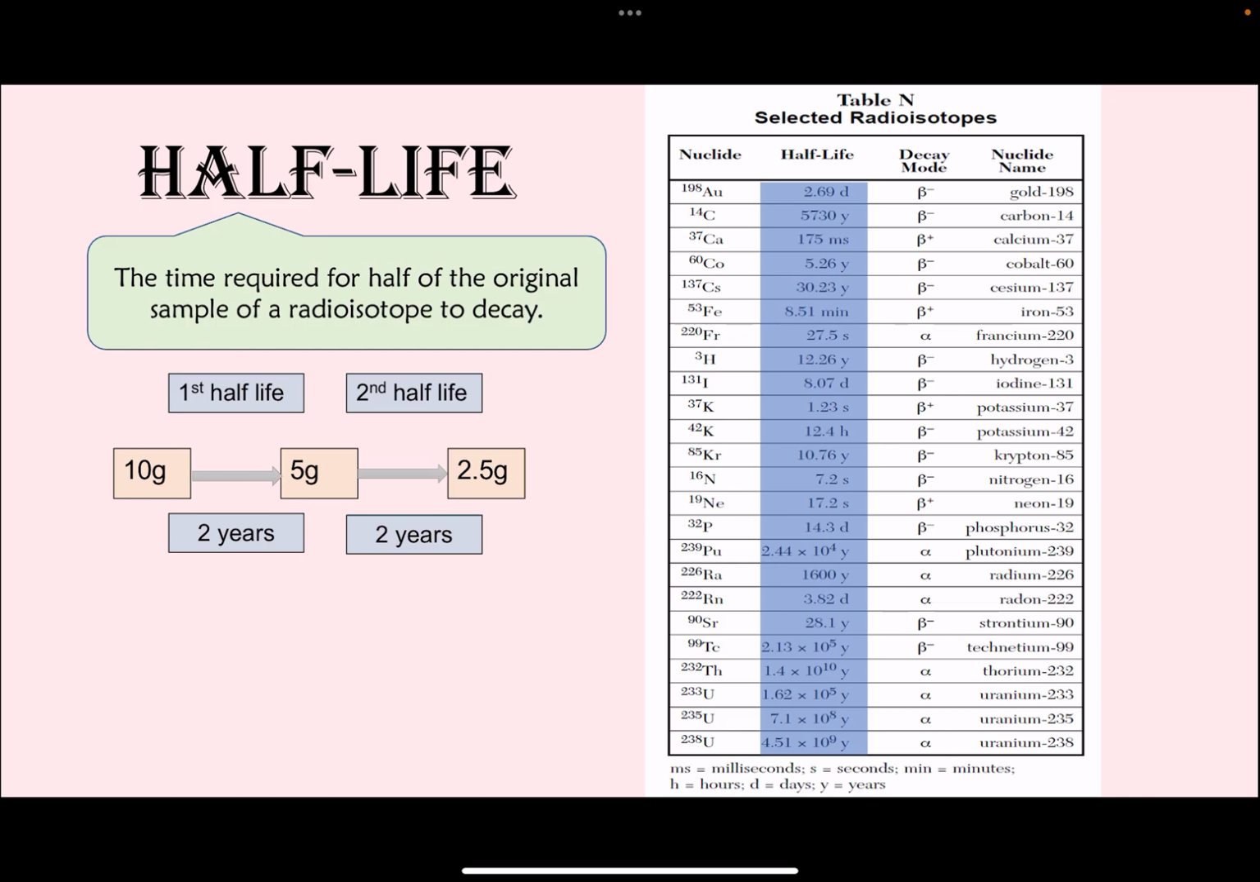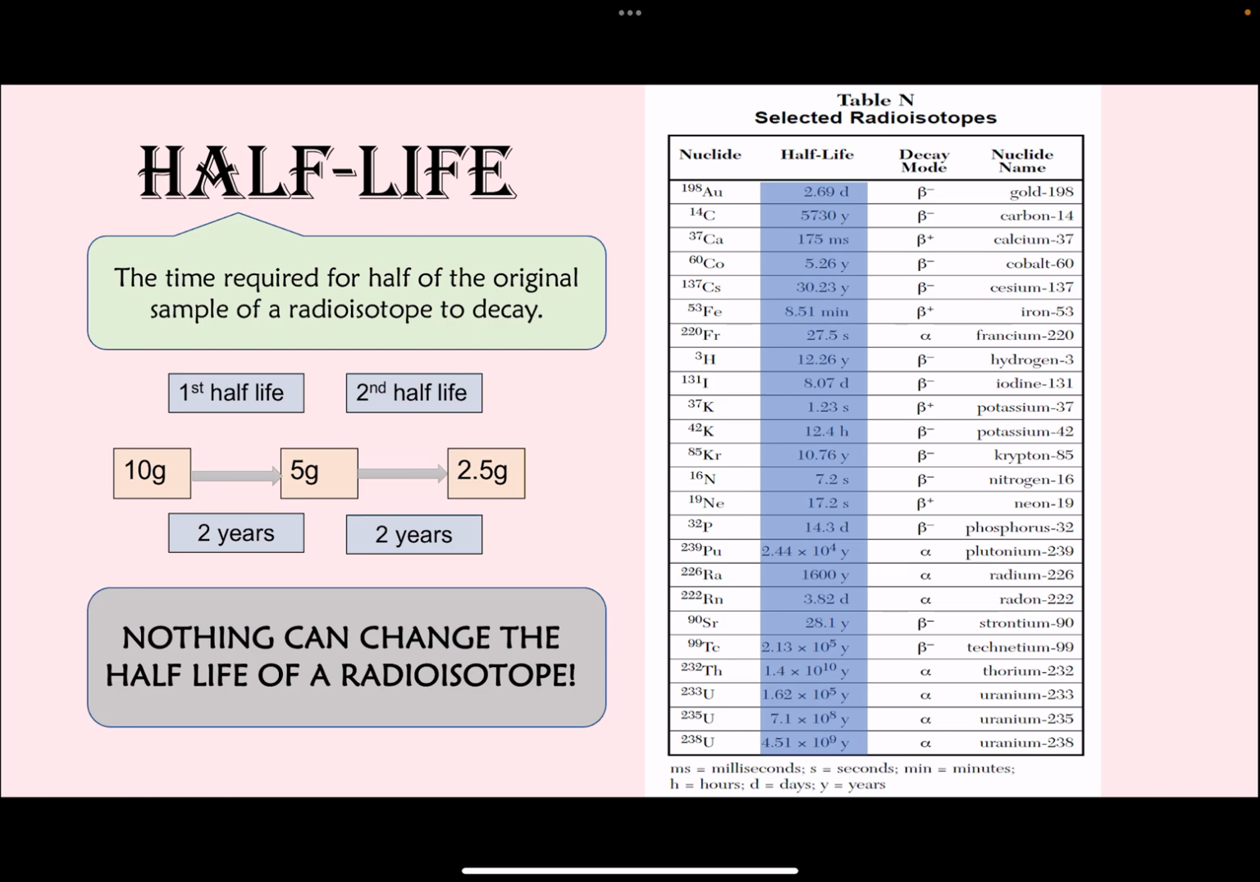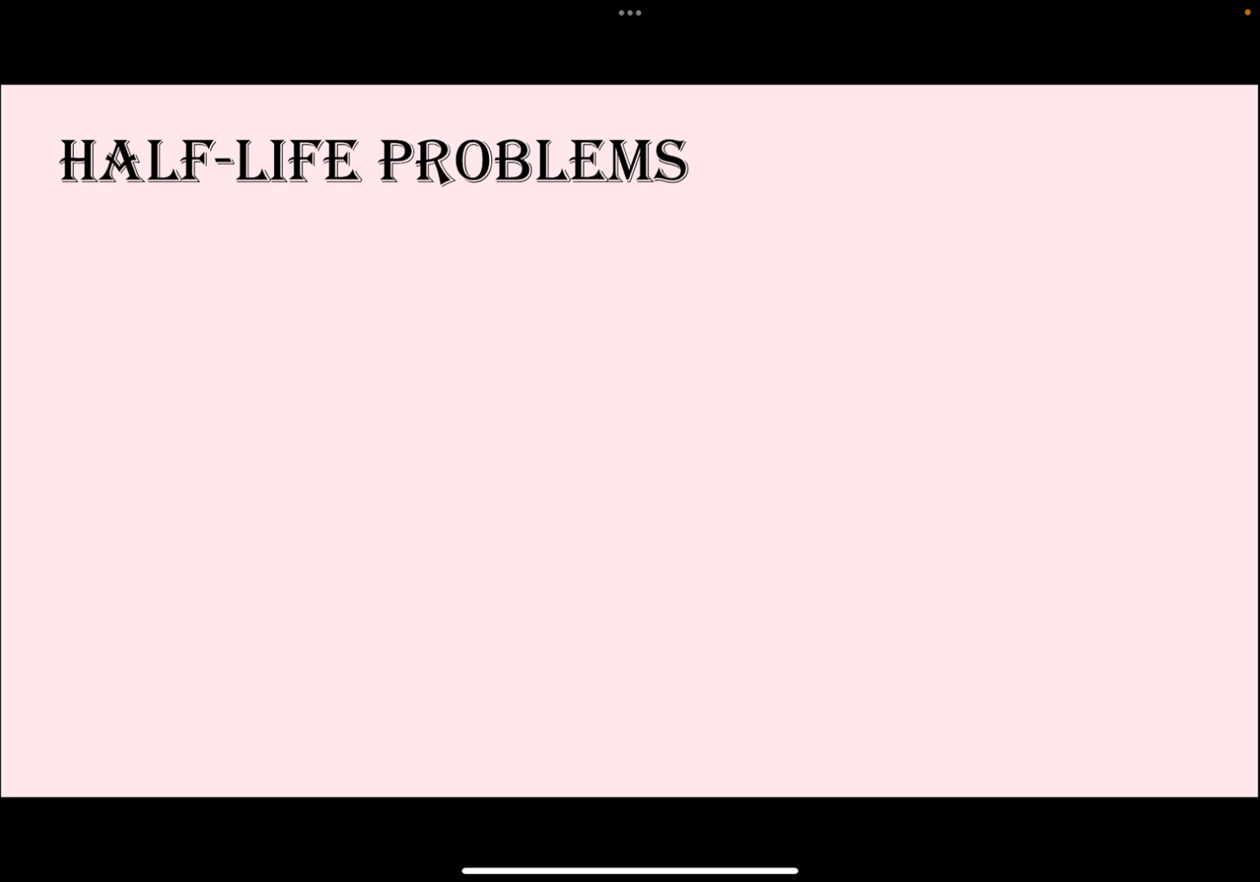So we are given the half-life of some radioisotopes in table N. And just remember that nothing can change the half-life. So you might be tricked with a question where they ask, what if you change the temperature? What if you change the pressure? How is that going to impact the half-life? Just remember that nothing is going to have an impact on the half-life. The substances keep on decaying like normal, no matter what the circumstances are. So half-life is always going to stay the same.